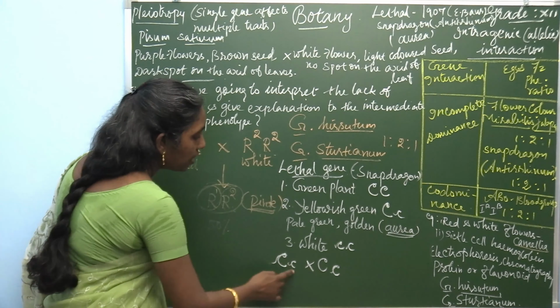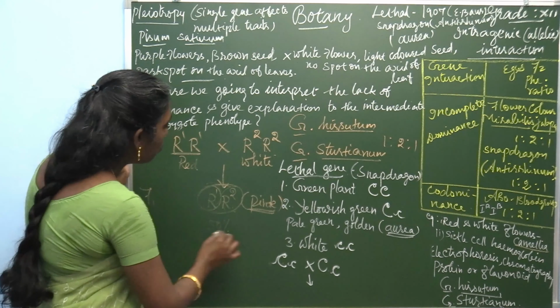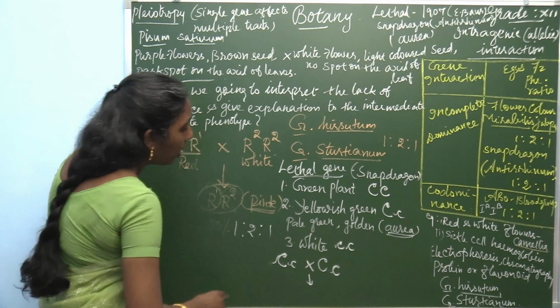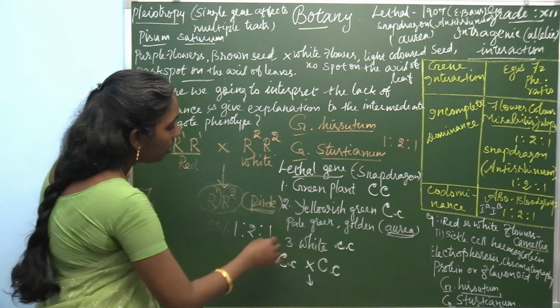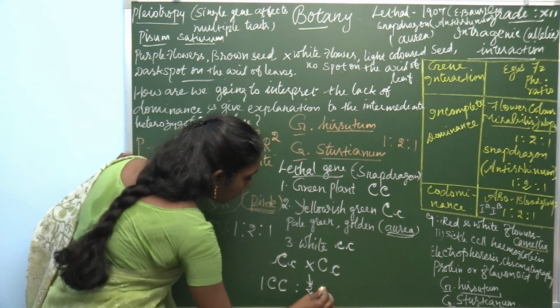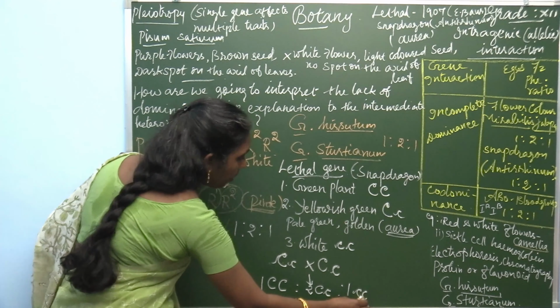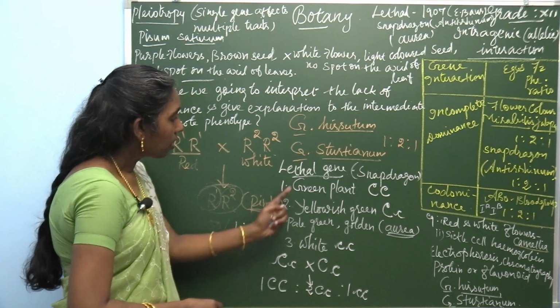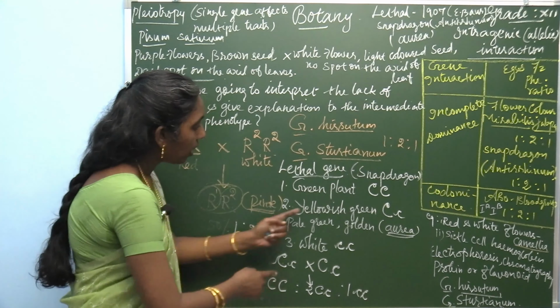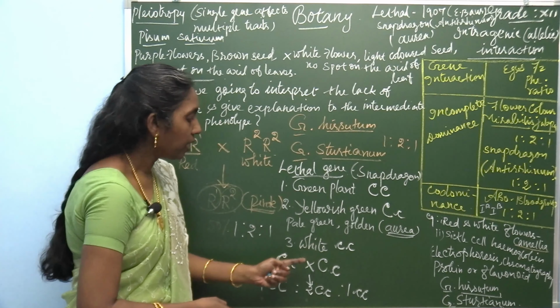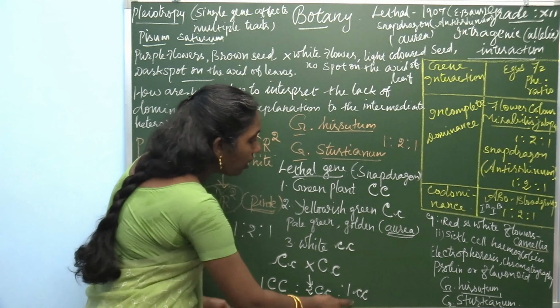Yellowish green, that is aria color. So when it is crossed, it gives the ratio 1:2:1. In the ratio, 1 capital C capital C is to 2 capital C small c is to 1 small c small c. So it gives 1 green plant, 2 yellowish green plants and 1 aria. This is the normal. But what happens here?